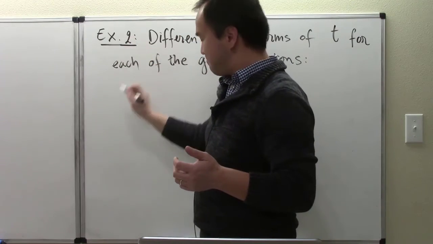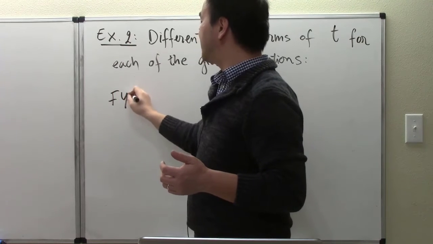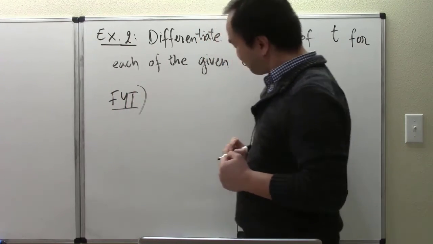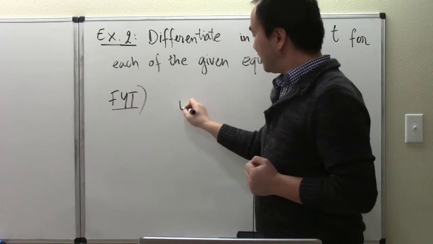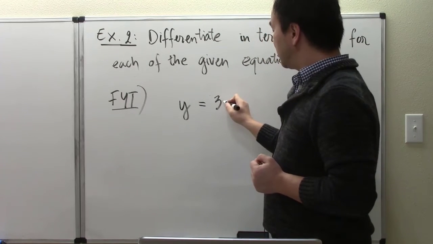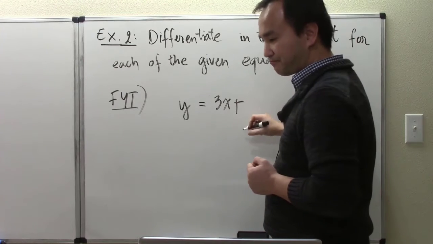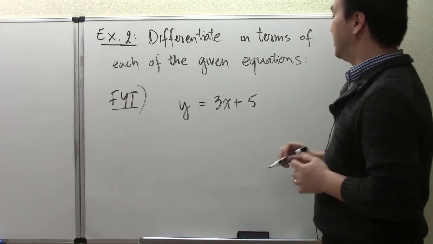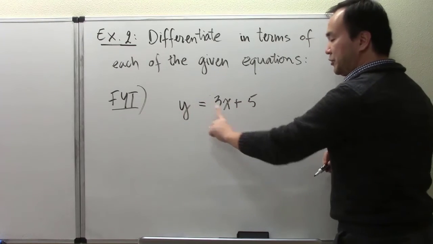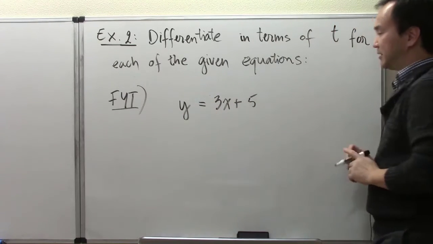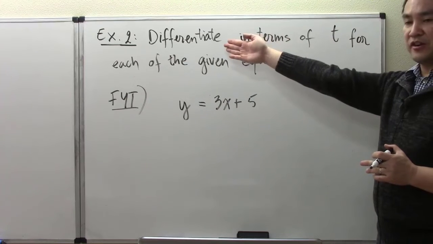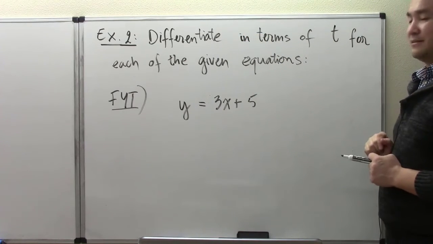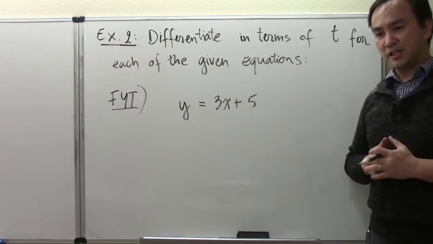Okay, I'm not going to call that part B, but we're still part of example 2. Let's do a little FYT problem for you to try. F is for you to try. So here I'm looking at y equals 3x plus 5. That's our equation having two variables, y and x. Let's differentiate in terms of t for that equation. Go ahead and pause the video, take your time.